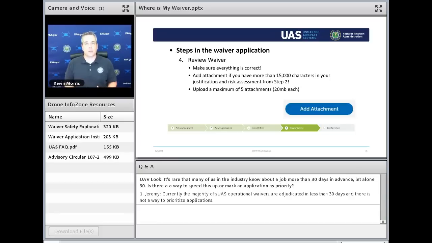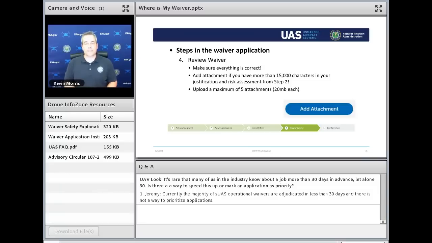Make sure it's accurate because that will save a lot of delays in the long run. But if you want to use the attachment, I want to talk about that a little bit. You can upload up to 5 attachments, each having about 20 megs worth of data in it. For example, if you wanted to upload some PDFs because you've written all this out, you've got a whole ops manual that you want to upload, that's great. We want to see that information.